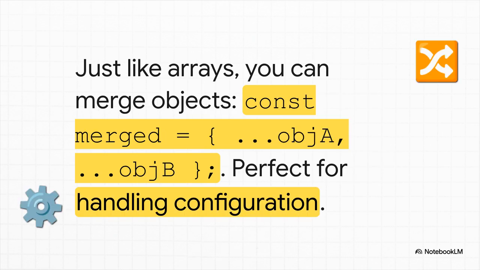And this same logic works beautifully with objects, which, let me tell you, is an absolute game changer for managing things like configuration or application state. You can have a default settings object, then the user's custom settings, and just poof, merge them into a final config with one clean, beautiful expression.